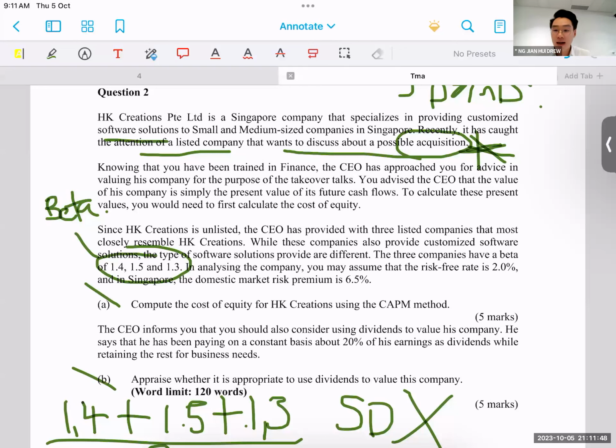Okay, so I think there's a question regarding the purpose of valuation. Whenever you choose a valuation method, always think about the purpose of your valuation. In this case, the purpose of valuation is to acquire the firm, right? You want to value, then you acquire.